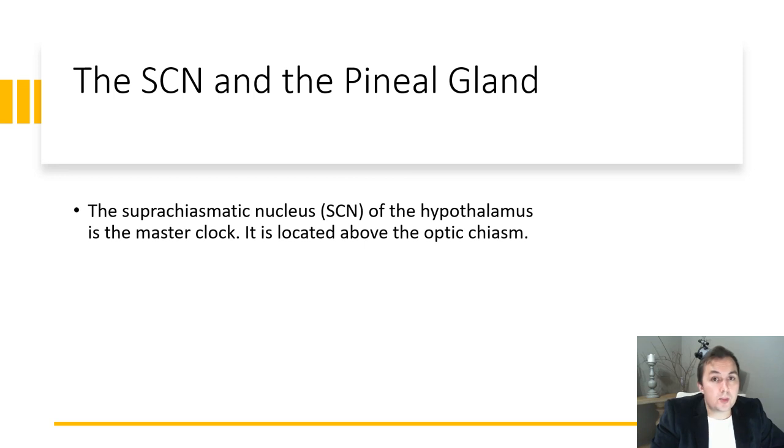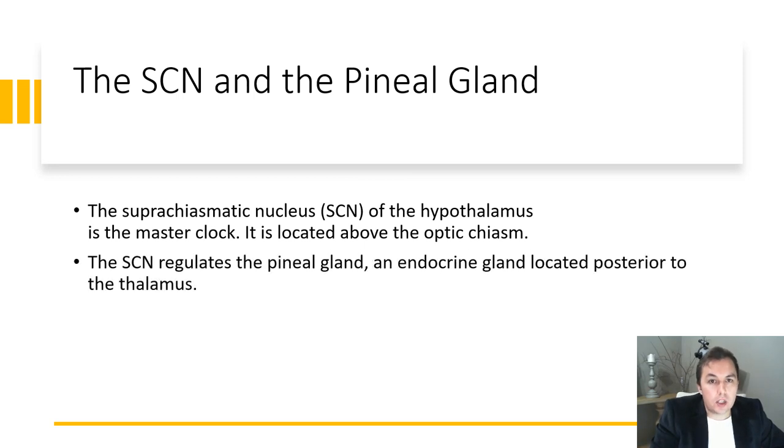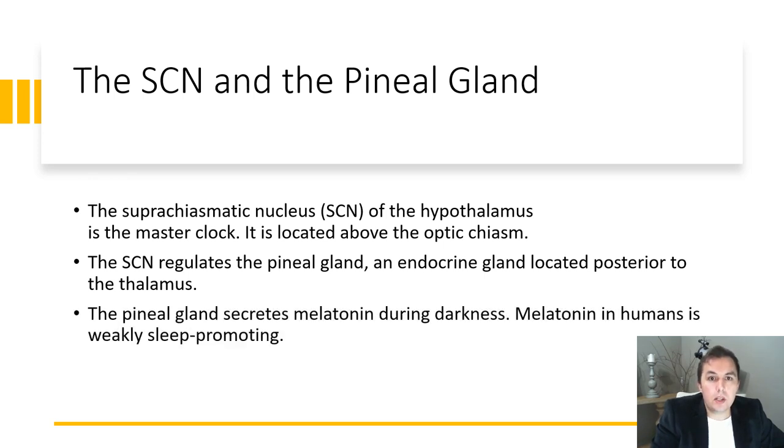Remember that the suprachiasmatic nucleus of the hypothalamus is the master clock. It is located above the optic chiasm. The suprachiasmatic nucleus regulates the pineal gland, which is an endocrine gland located posterior to the thalamus. The pineal gland secretes the hormone melatonin, which is a metabolite of serotonin, during darkness. Melatonin in humans is weakly sleep promoting, and this is the reason why individuals use it as a sleeping aid. But actually, it is only a very weak sleeping aid. Its primary effect is to slightly advance the circadian clock.